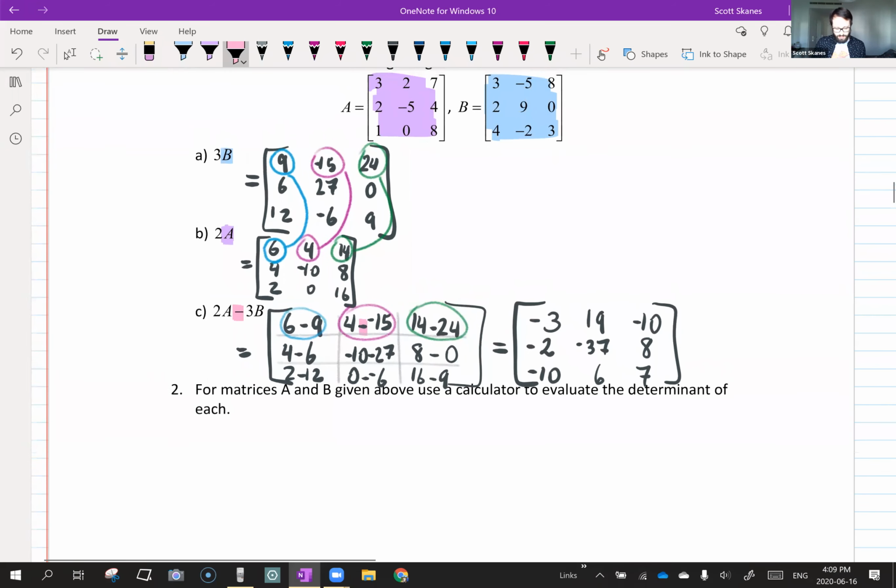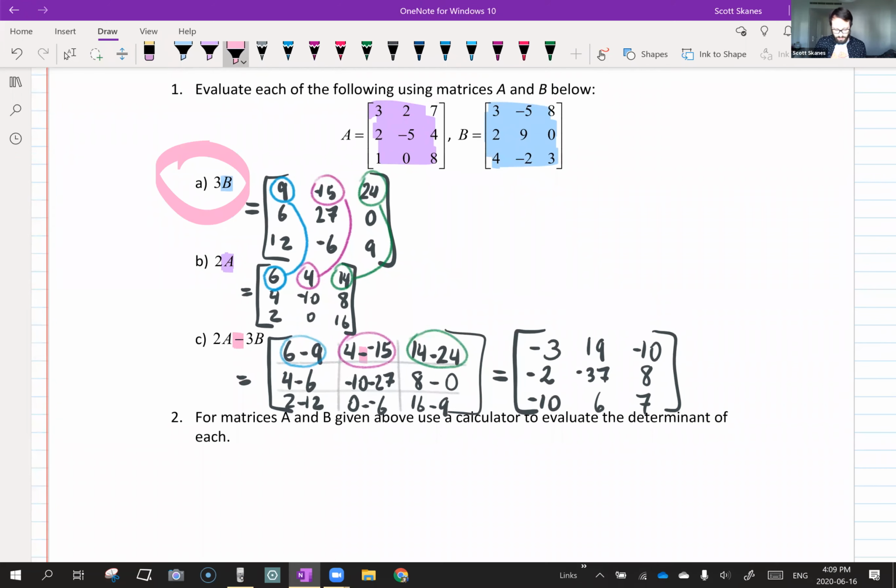So when we multiply a number by a matrix like this, it's called scalar. So this whole section is called scalar multiplication. It's like constant multiplication. And the other one is, of course, called subtraction.